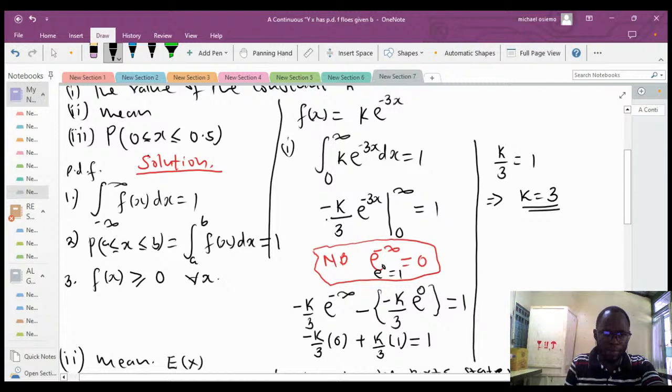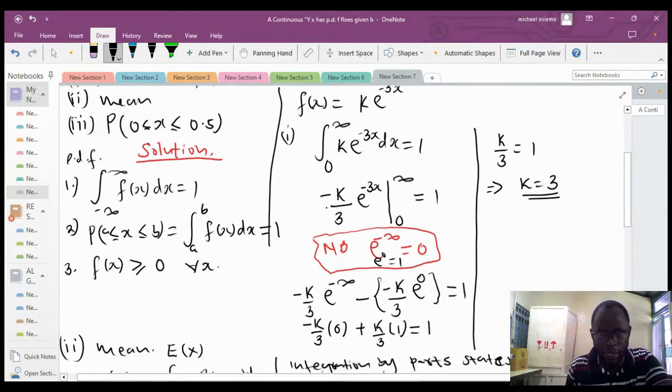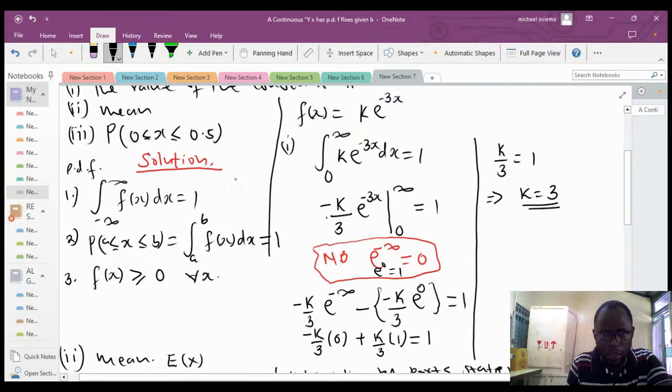So we said for a PDF, it needs to satisfy three conditions: that the integral from negative infinity to infinity of the PDF with respect to x should be equal to 1, and also the probability of x within the interval a, b, the integral of f of x, is equal to 1, and also f of x must be non-negative. So I hope that is clear. That is what is going to help us obtain the value of k.